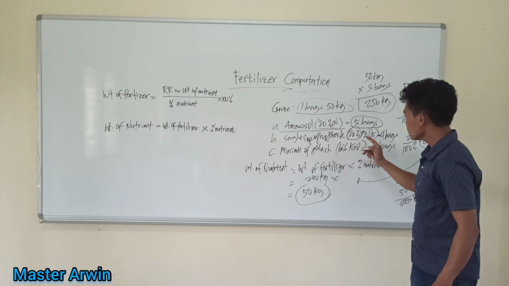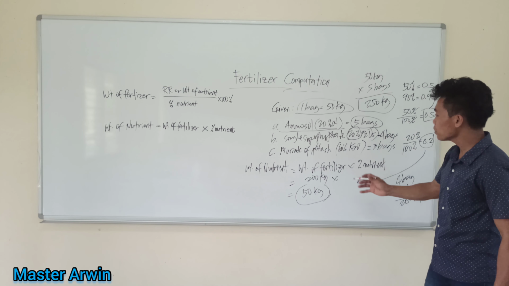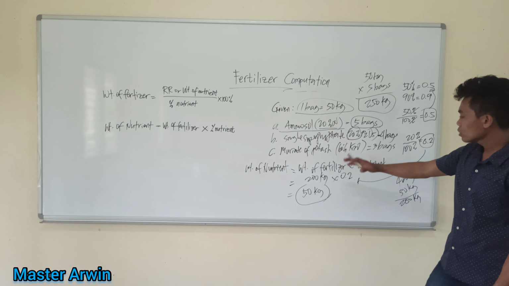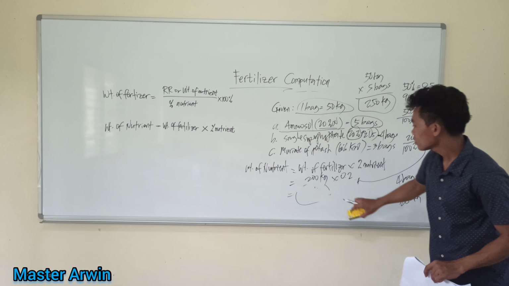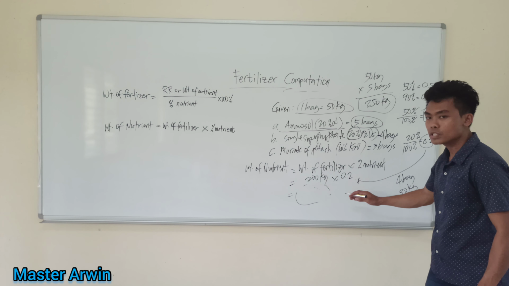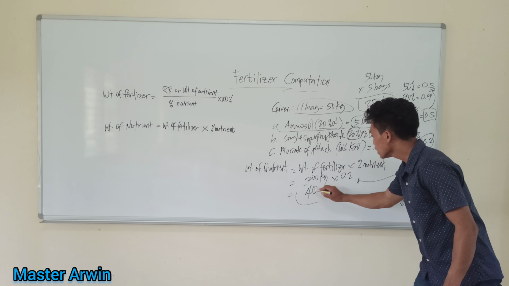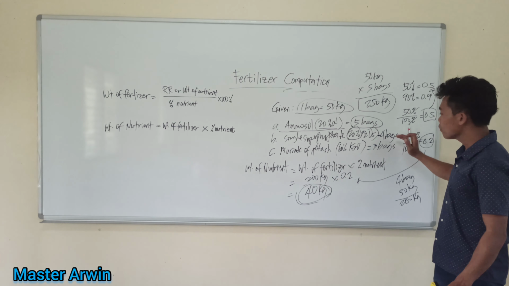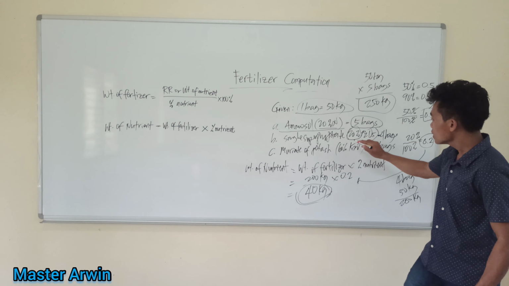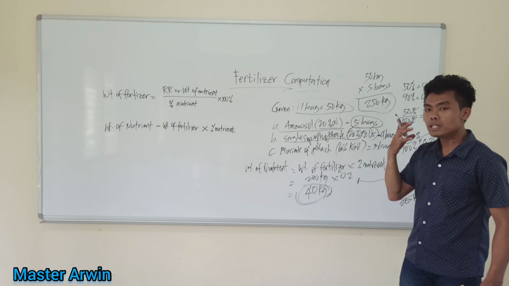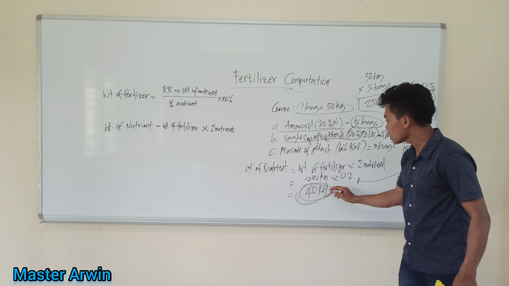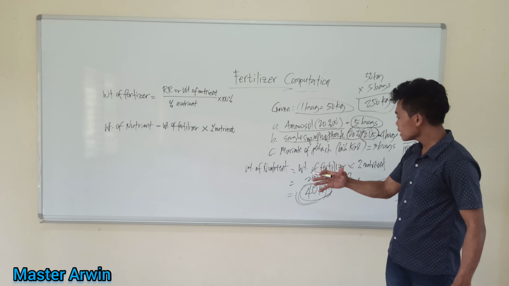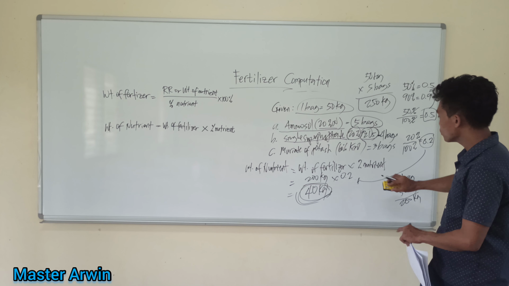20% is also equivalent to 0.2. So the same process here. So 200 kilograms times 0.2, that would be 40 kilograms. Okay? So this means that if you apply 4 bags or 200 kilograms of single superphosphate, you also apply 40 kilograms of phosphorus.